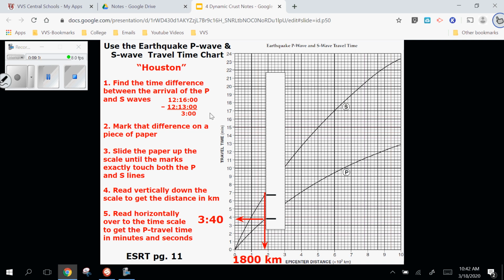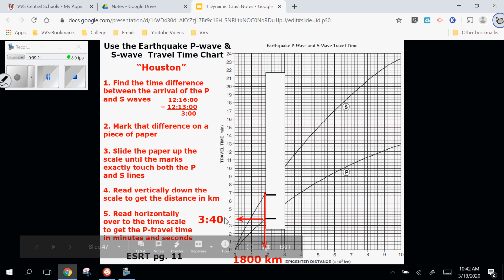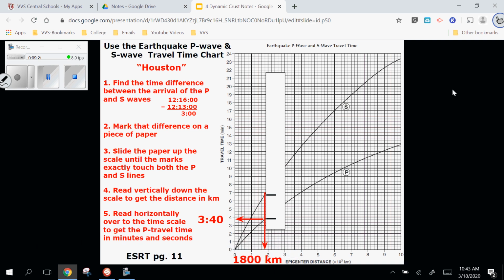So again, we take our 3 minute difference, we mark it using this scale, so we have 2 tick marks that are 3 minutes apart. We slide it up the scale until it touches both lines, read down to the bottom to get the distance to the epicenter, and then use the bottom tick mark and read to the left to get the P travel time. Those are the 2 pieces of information you need. All right?